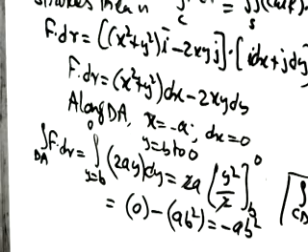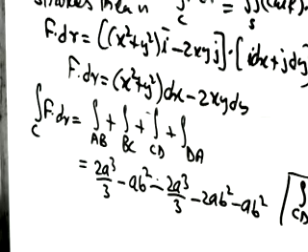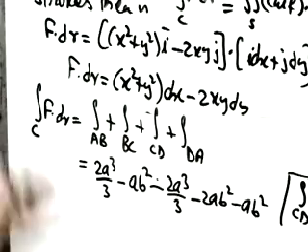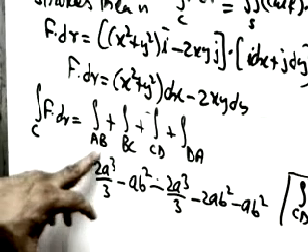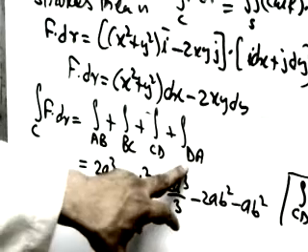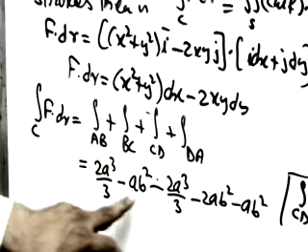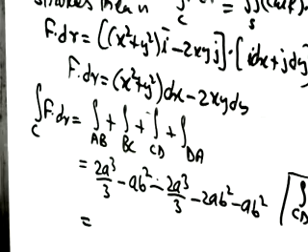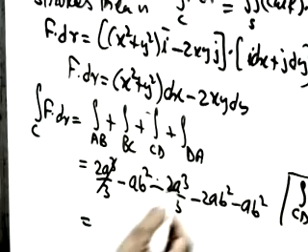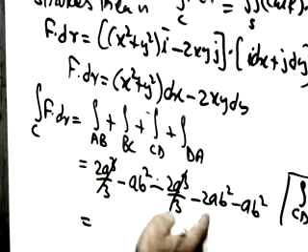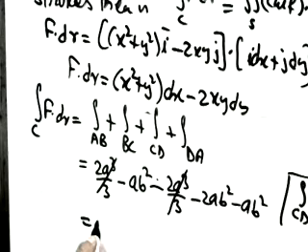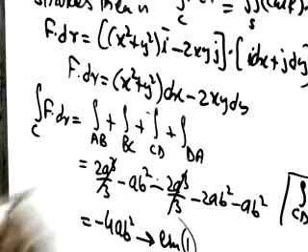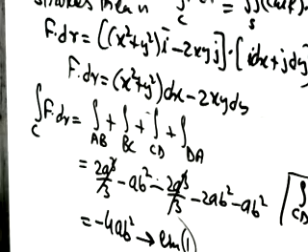Now let me add all these four line integrals: AB integration plus BC plus CD plus DA. The first one we got this answer, the second one this answer, the third one this answer, and the fourth one this. Now let me add them. If you add them, you see here plus 2ab cube and minus 2ab cube cancel. Then minus 2, minus 1, minus 3, minus 1 gives minus 4, so this will be minus 4ab square. Let us note this as equation 1. So we have done the question by using the line integral.